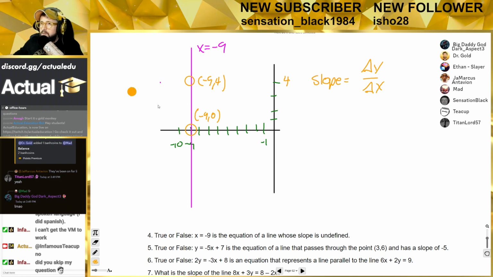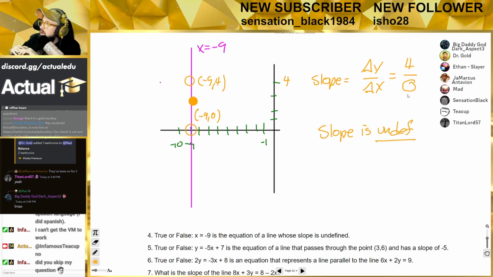0? No, remember the y coordinate. The y coordinate goes from 0 here up to 4. Yeah, good. That's 4. How much did the x change? It didn't. Good. See how this just goes up and down? Because the x is always equal to negative 9, the x is never going to change. So delta x is going to be 0. This means that the slope is undefined.